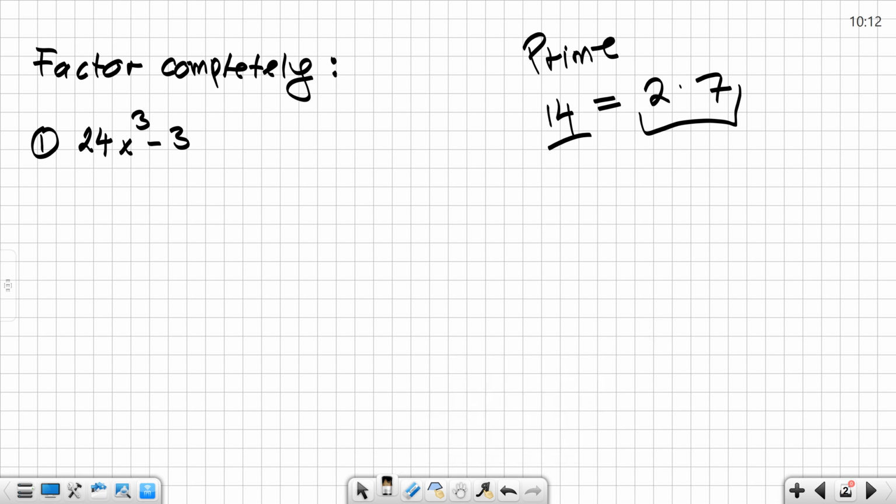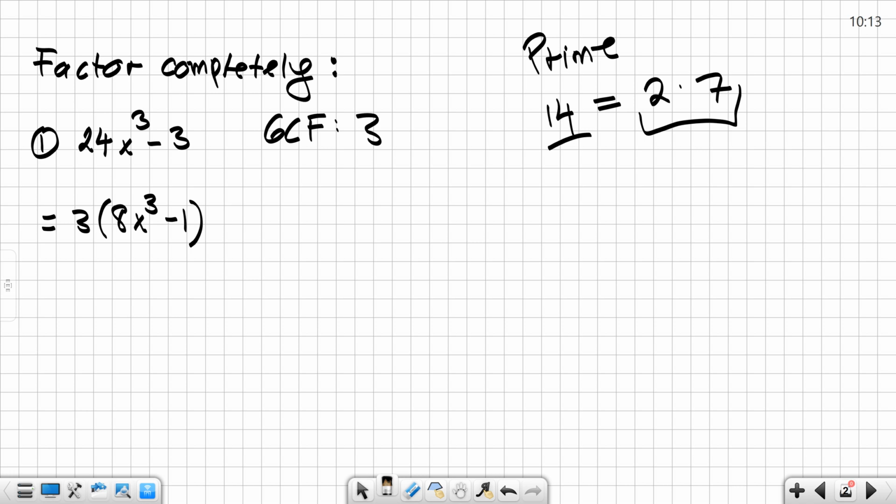The first thing that I will always do, as I mentioned before, is look for a GCF. There is a greatest common factor in both terms, and that is the factor of 3. So I can factor out a 3. If I factor 3 out of 24x cubed, I'm left with 8x cubed. And if I take the 3 out of a negative 3, I'm left with a negative 1. Now I look at what I'm left with, 8x cubed minus 1.